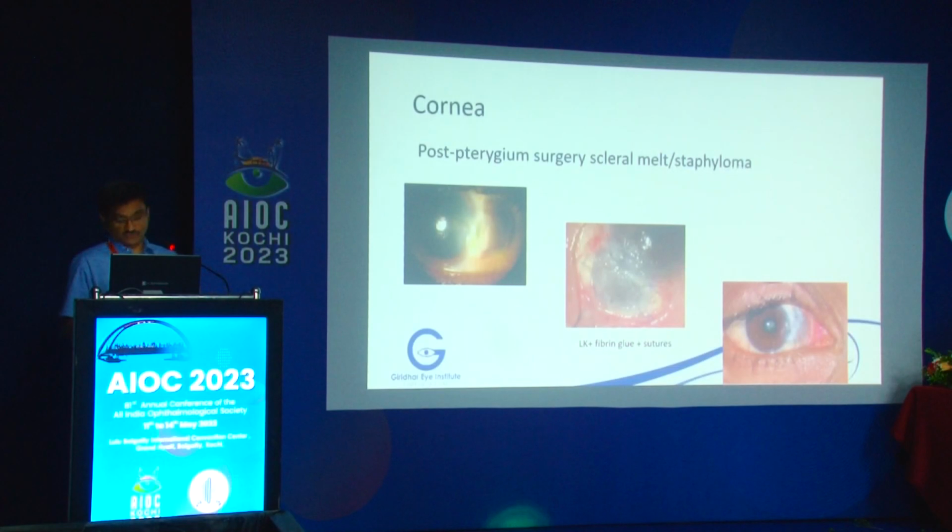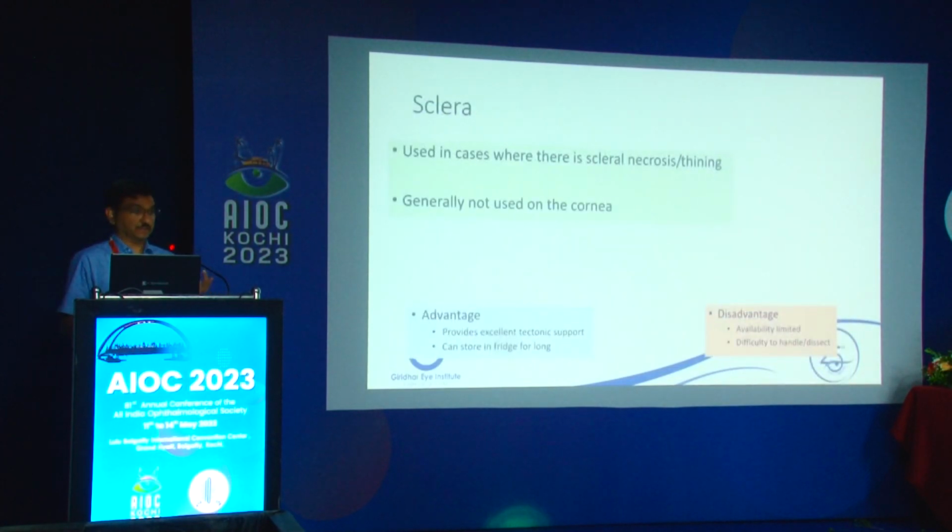So for sclera also you can use cornea as a patch graft. The sclera as a patch graft is used when there is a problem with the sclera, not a good option for corneal thinning. The advantage is it provides excellent tectonic support. We can store it for long, so the availability is much easier than cornea. Disadvantage again, many of the eye banks now don't process sclera, so availability of sclera is a little difficult.